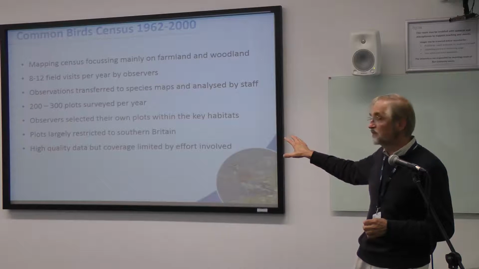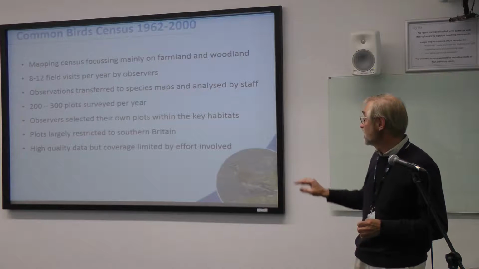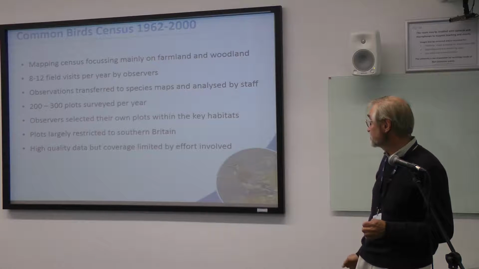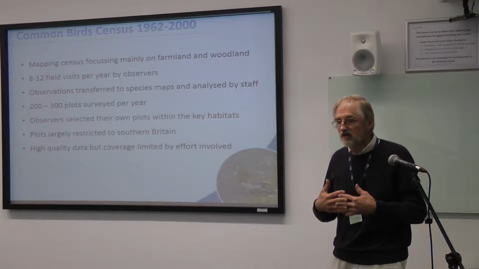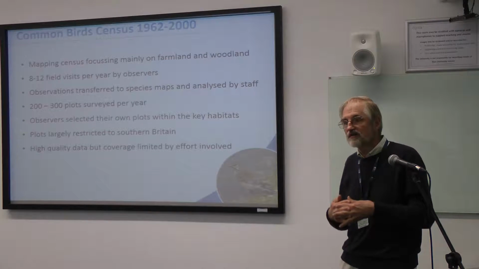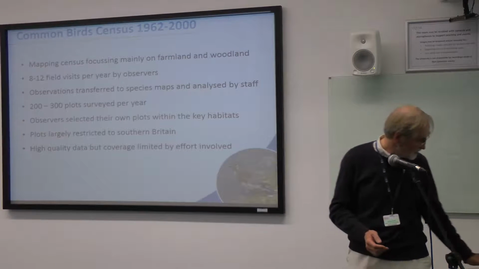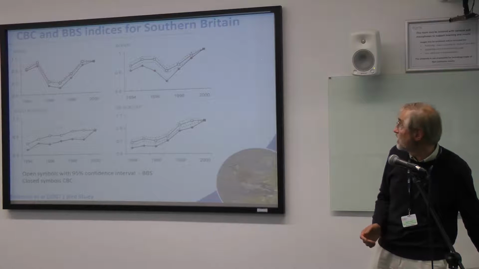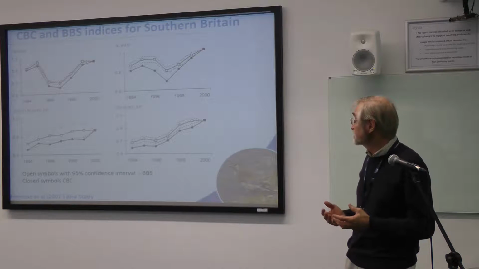Observers selected their own plots within the key habitats of interest, and the plots were largely restricted to southern Britain. So this gave us very high quality data and apparently quite good population indices, but there was a big question of, are these plots biased? Do the observers choose the places which are best for birds? And what we found was that in most cases they weren't seriously biased.